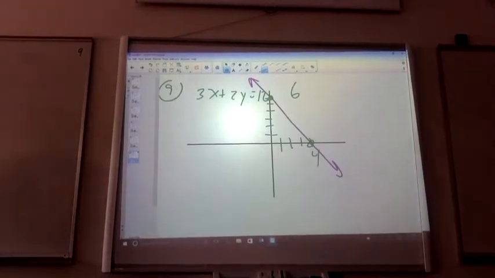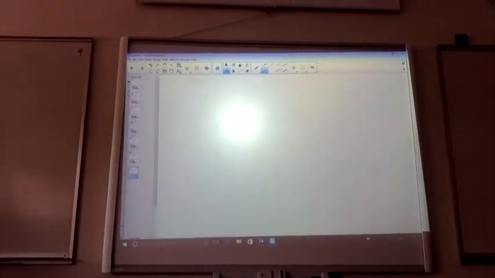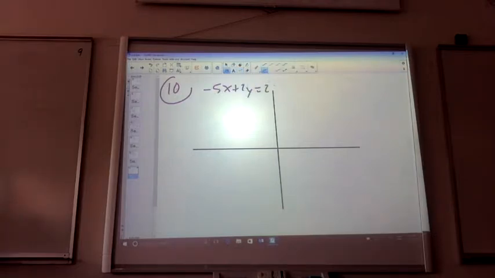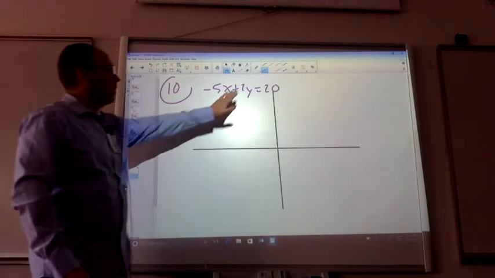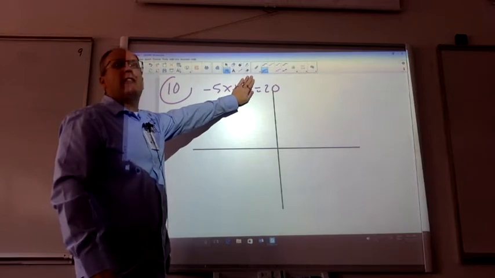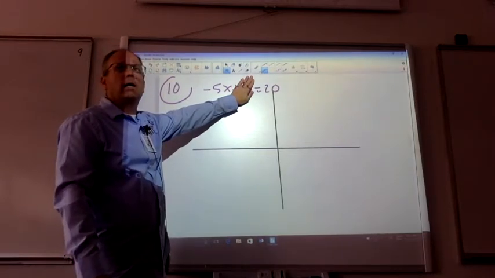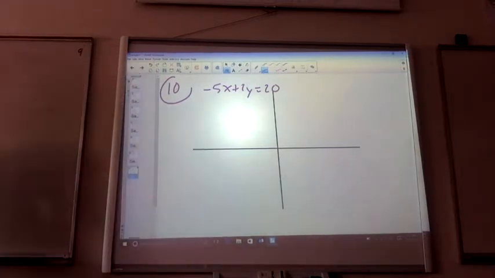On the second page now. Number 10. Take my x, y axes. Okay. Let's find where it crosses the x-axis, so I'll cover up this. So negative 5 times x equals 20. So negative 5 times what number gives me 20? Negative 4. So x is negative 4.